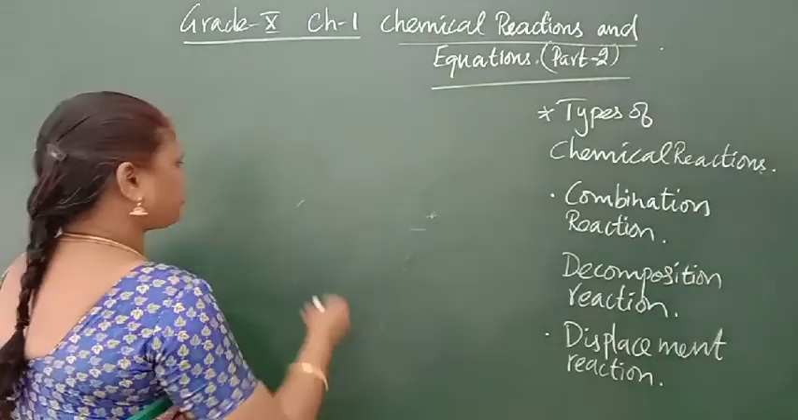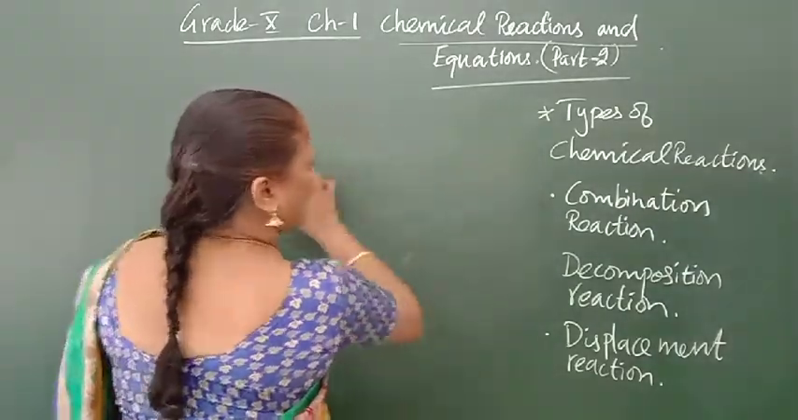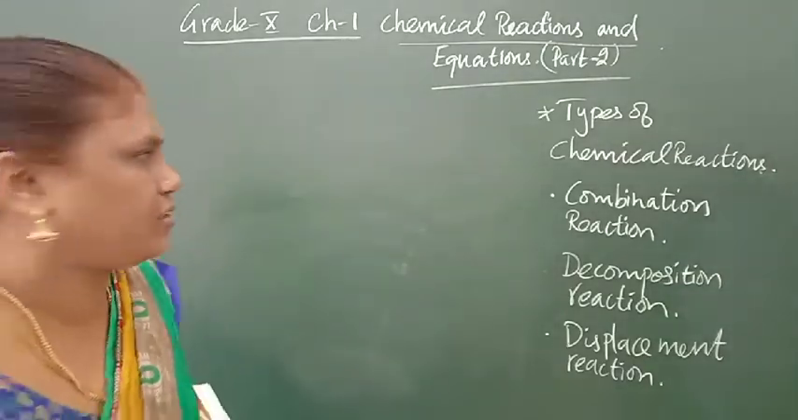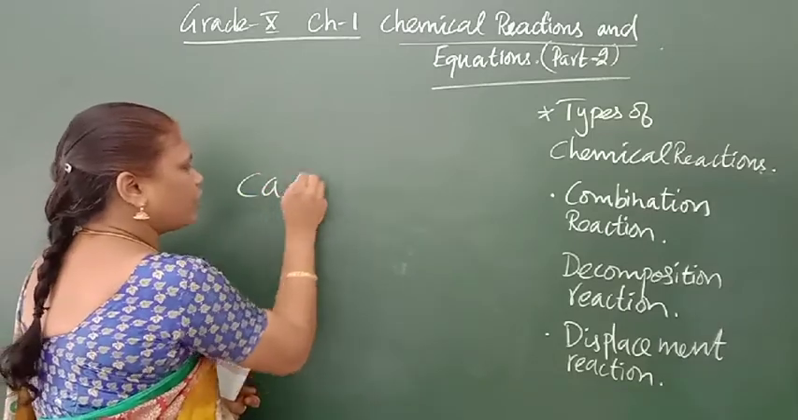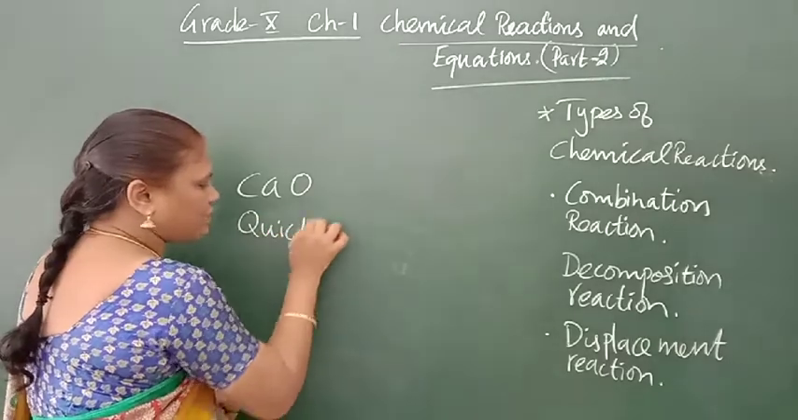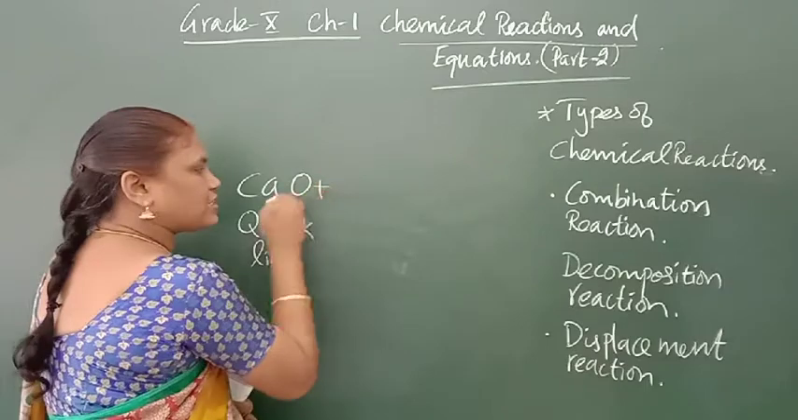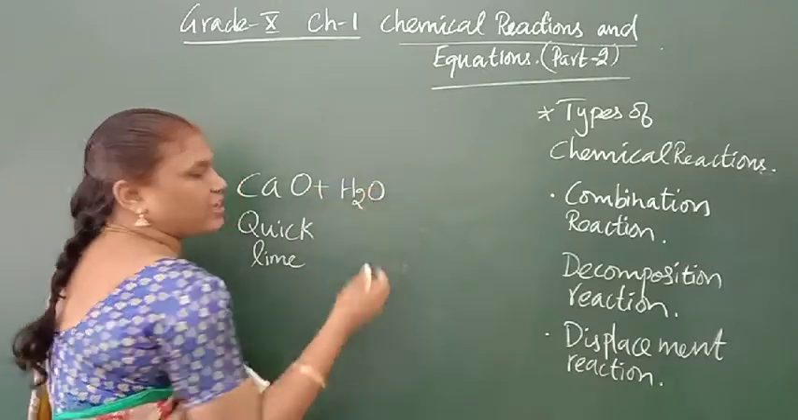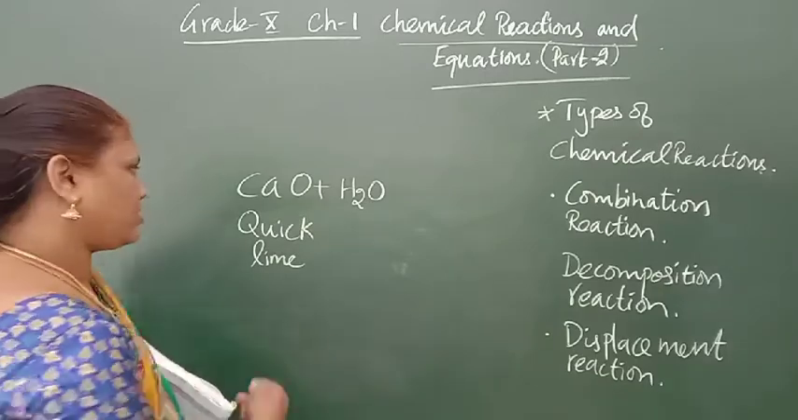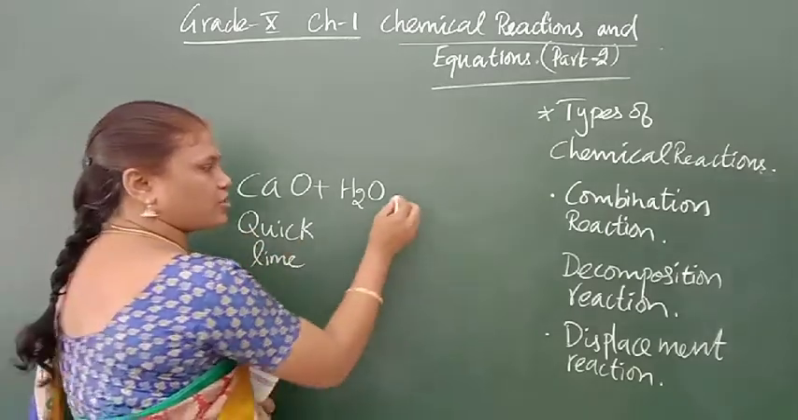Now, this is an important reaction. Usually they will ask it in questions: what happens when quicklime reacts with water? What is quicklime? Quicklime is calcium oxide. It is used for whitewashing. When it reacts with water, they will ask what X is, and that it is used for whitewashing. So quicklime is calcium oxide, and it is used for whitewashing.